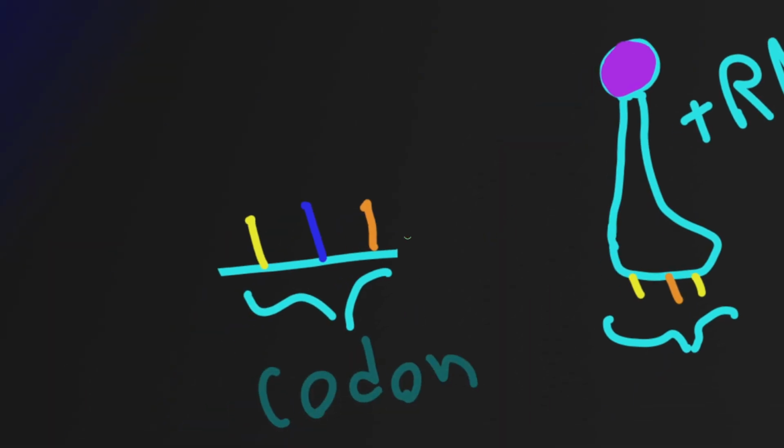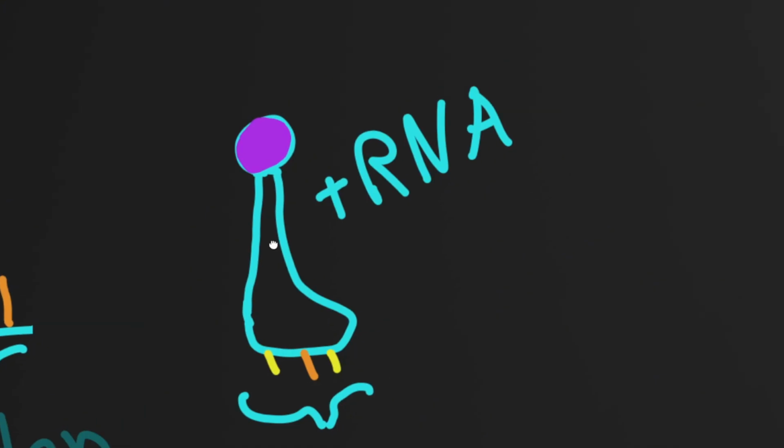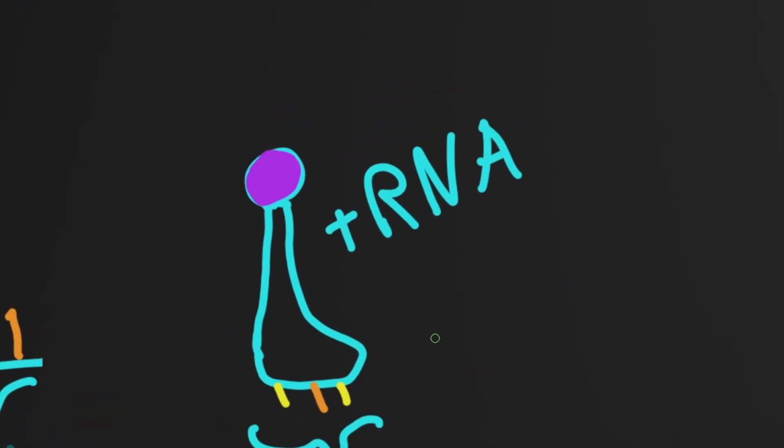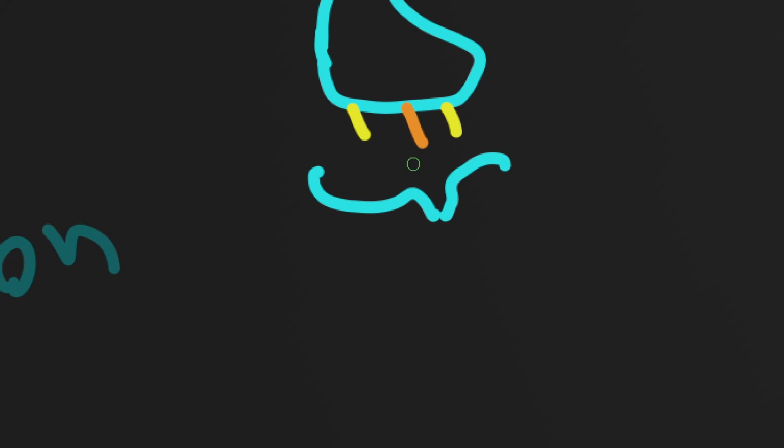So, this is where our fellow tRNA comes in, a very important part. They have the opposite of this. This is not the opposite. I just put a random thing. This is the opposite of a codon, which is called an anticodon.